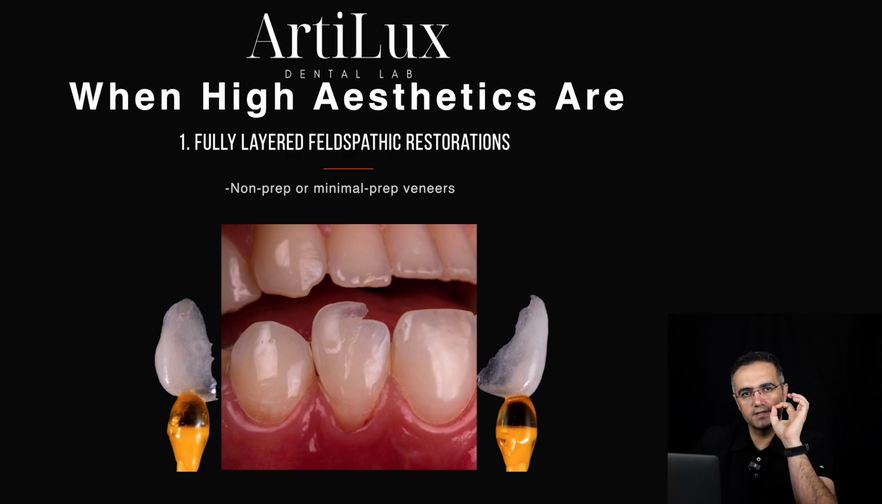In this case, the first choice is the fully layered feldspathic restoration, either on the refractory dye material or on the platinum foil. So for this, you need a very highly skilled dental technician who knows how to use this material and understand the technique very well. As you can see here, we have a case with very minimal preparation, or we can say a no-preparation situation, where we did partial veneers without any kind of preparation. In this case, the best choice is the fully layered feldspathic restoration.